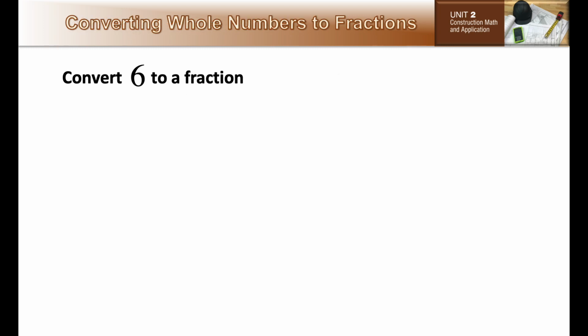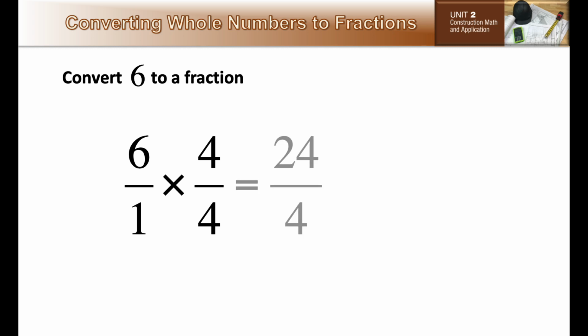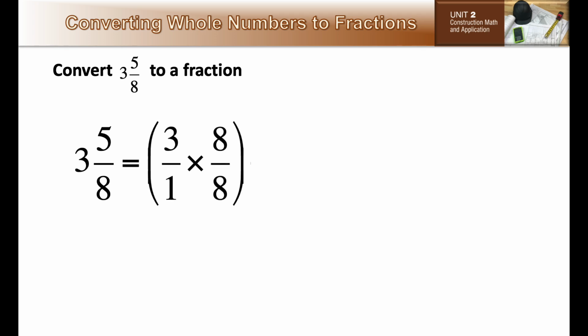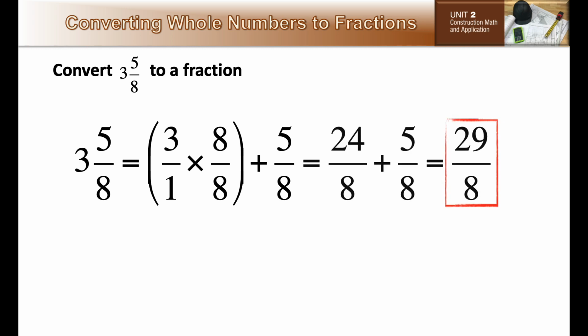Whole numbers can be converted to a fraction by adding 1 to the denominator of the whole number and multiplying both the numerator and the denominator by the same number, as seen here in 4/4, now making the 6 24/4. Now let's convert a mixed number to an improper fraction. First change the 3 to 3/1 and then multiply the numerator and the denominator both by 8. Then add the 5/8, adding up to 29/8.